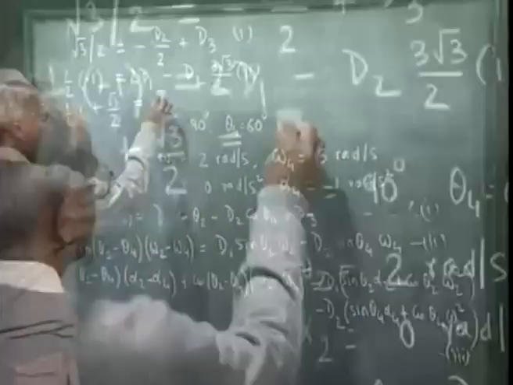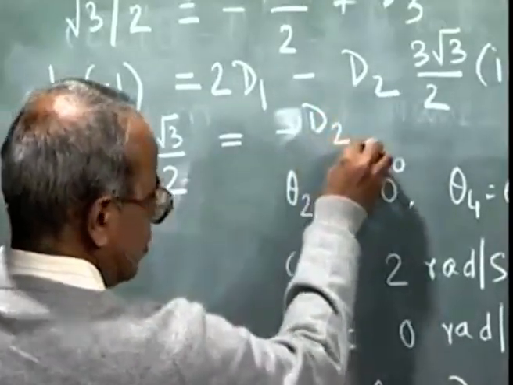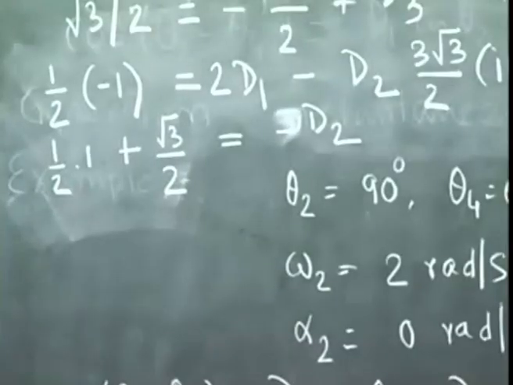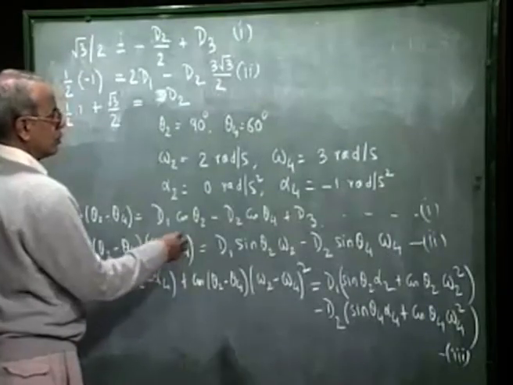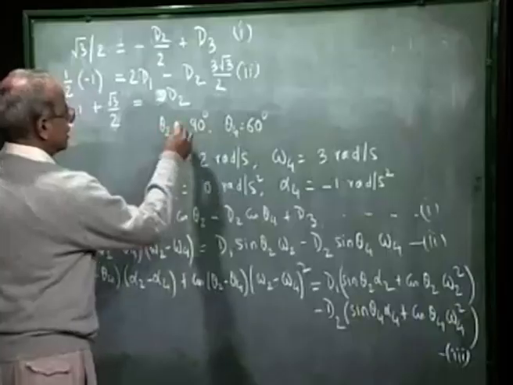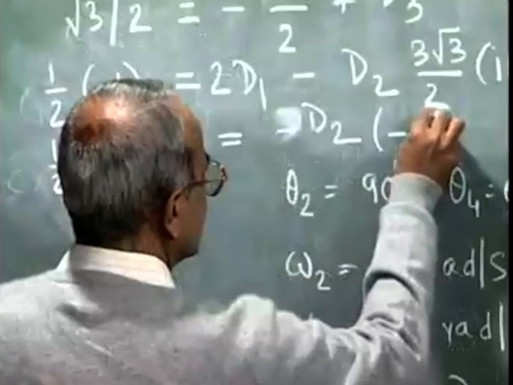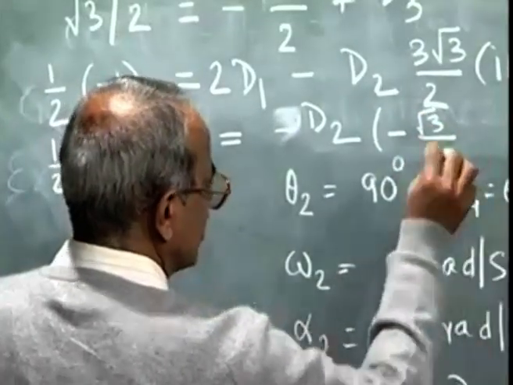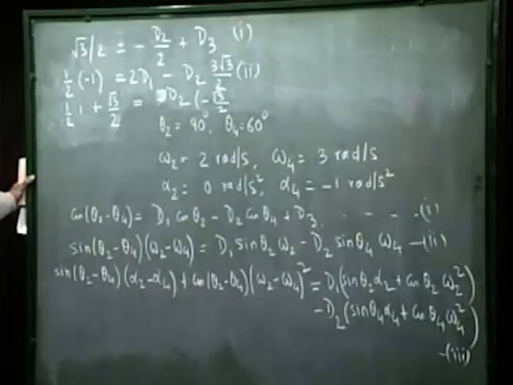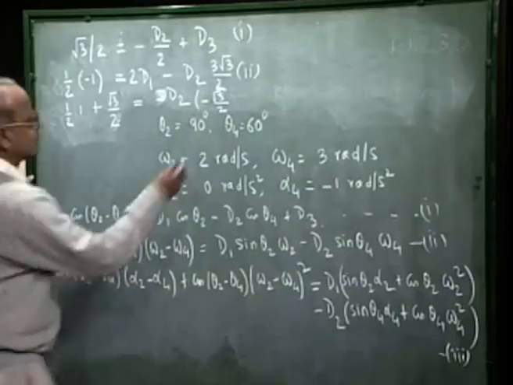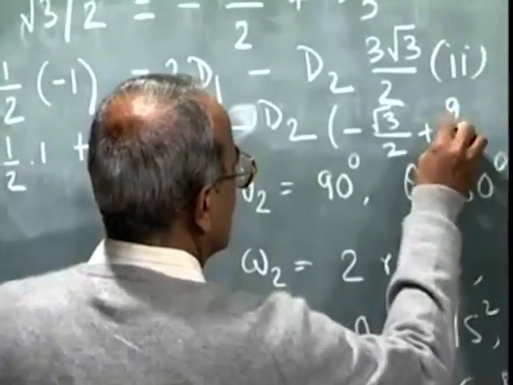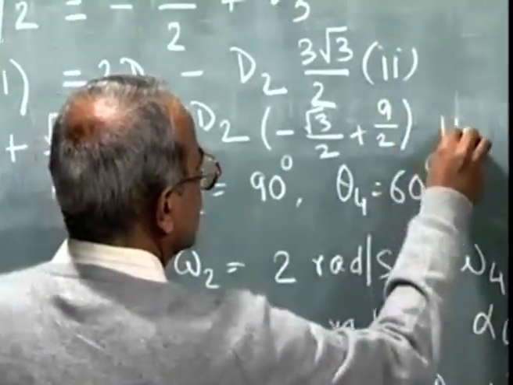So, we get minus d2 sin theta 4 is root 3 by 2 and alpha 4 is minus 1. So, that gives me minus root 3 by 2. Cos theta 4 is half and omega 4 squared is 9. So, 9 by 2. This is equation 3.